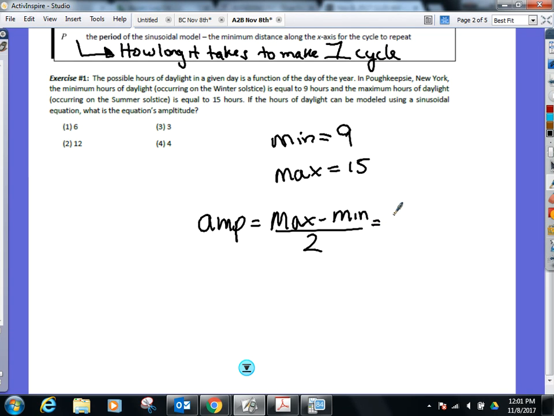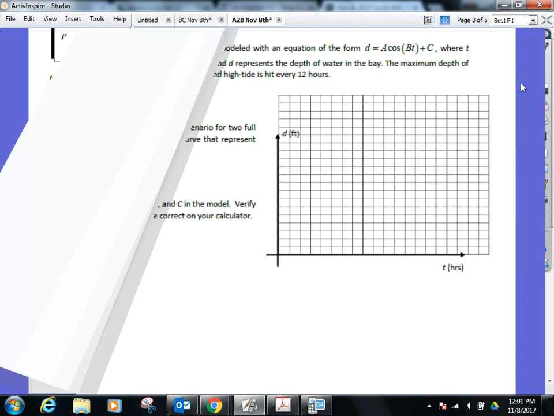All right. 15 minus 9 over 2. What do we got? 6 over 2. So the amplitude for this one, 3. Other than the reading, was it that bad? No? Especially when you guys have the power to know what the heck you're doing with these and know the formula.